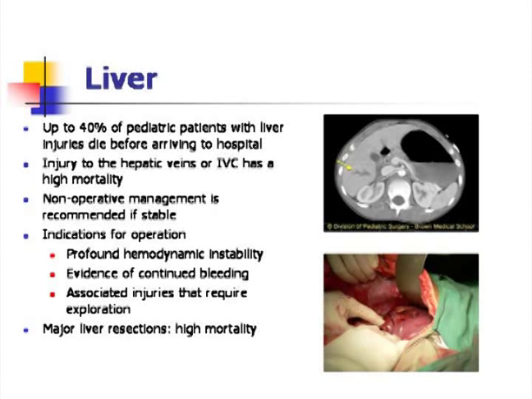Again, non-operative management is recommended if the patient is stable. But there are indications for operating, and in my mind they include profound hemodynamic instability, evidence of continued bleeding, and associated injuries that require exploration. But what tends to happen in these patients, and I'm sure it happens in adults, is you have a major injury, and especially in a child, if you have massive bleeding, you get a coagulopathy and the child gets cold. Some of these patients will need to be packed and then brought back to the operating room. But again, it's a small percentage of the patients that can't be managed non-operatively.